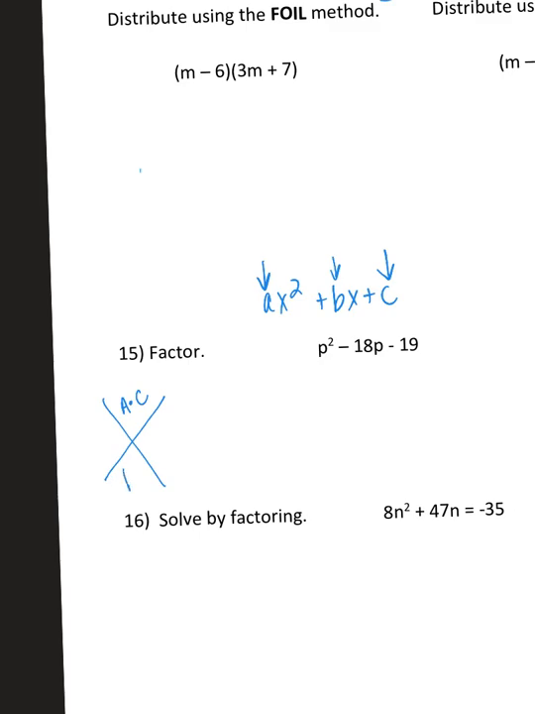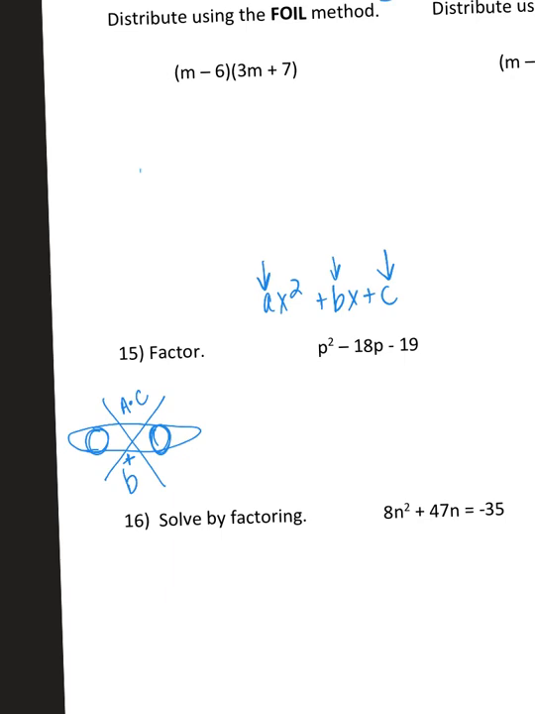And then down here is b, all right? And then what we're going to do is we're going to look for two numbers that go in these sides of the diamond that multiply to equal AC and add to equal B.